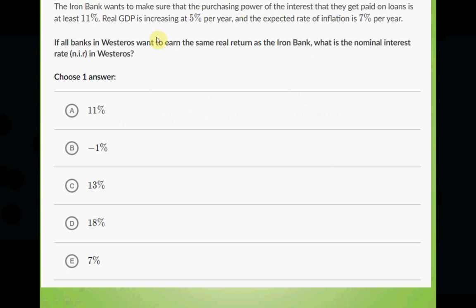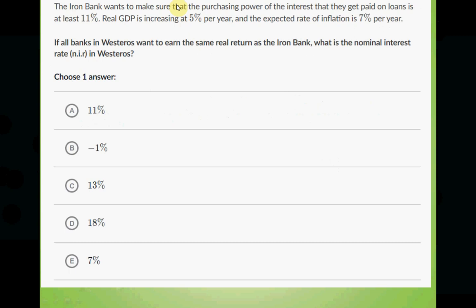So they're looking at purchasing power. They want to make 11% return. Real GDP is increasing at 5%. Expected inflation is 7%. All right, now this is expected. So once again, hindsight is the only way to really get true real interest rates. But, you know, if you're planning for the future, you want to be able to plan according to the inflation rate that you're expecting. That's how banks work. They say this is the expected rate of inflation, so this is what we're going to charge you for this loan. All right. If you haven't figured it out yet, I'll give you a hint.